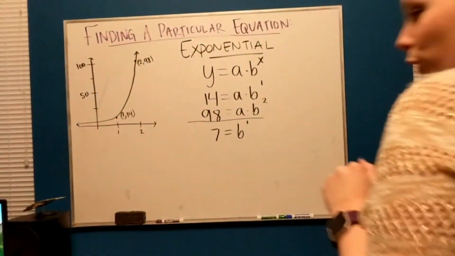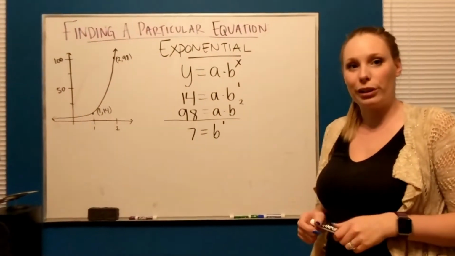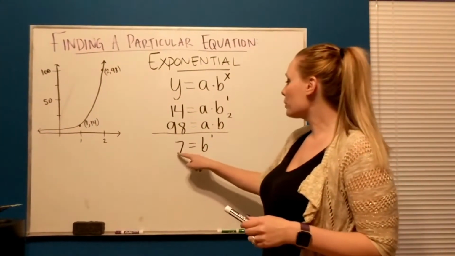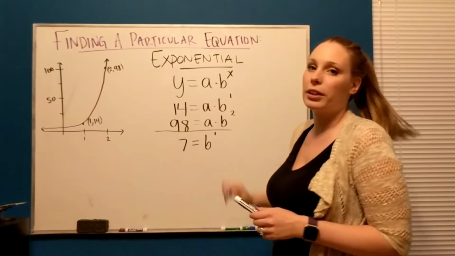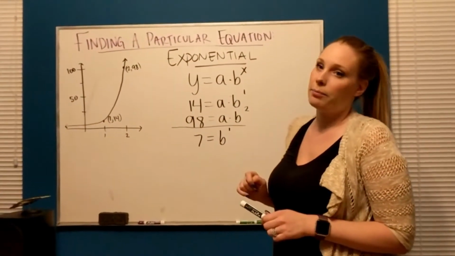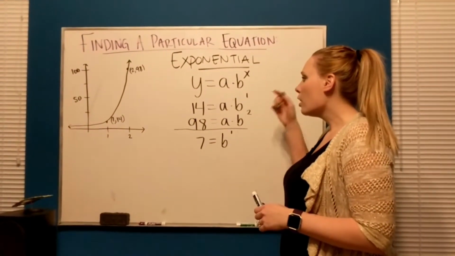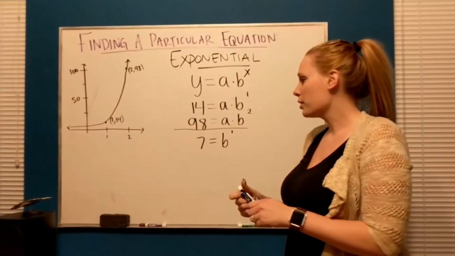Okay, so that was nice and easy. We already figured out our b term. Our b term here is 7. So that's what I'm going to plug in right here. Now, all I need to do is find my a. I can choose this equation or I can choose this equation. It doesn't matter which one. I'll choose the first one because it has smaller numbers.